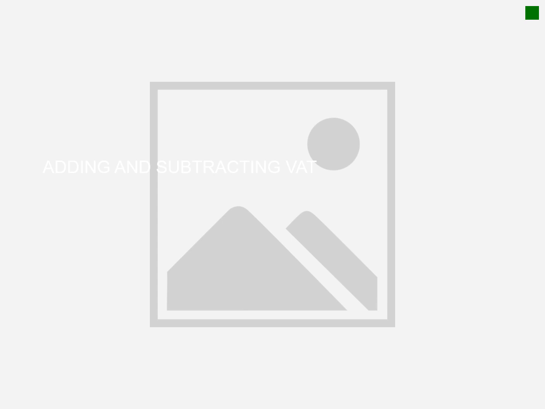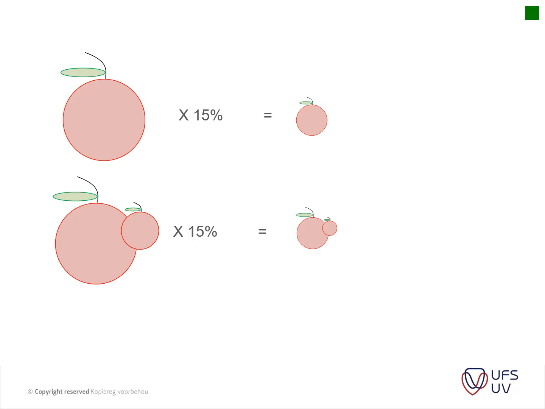I think I did mention it before in one of our lectures, is basically how to add VAT and how to subtract VAT. It may seem a very simple thing, but it's actually not that simple, because how do you subtract 15% of an item that already has 15% on it?